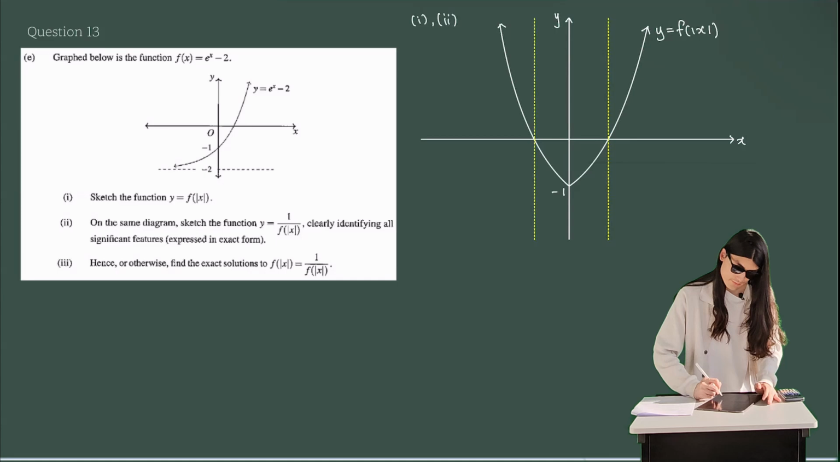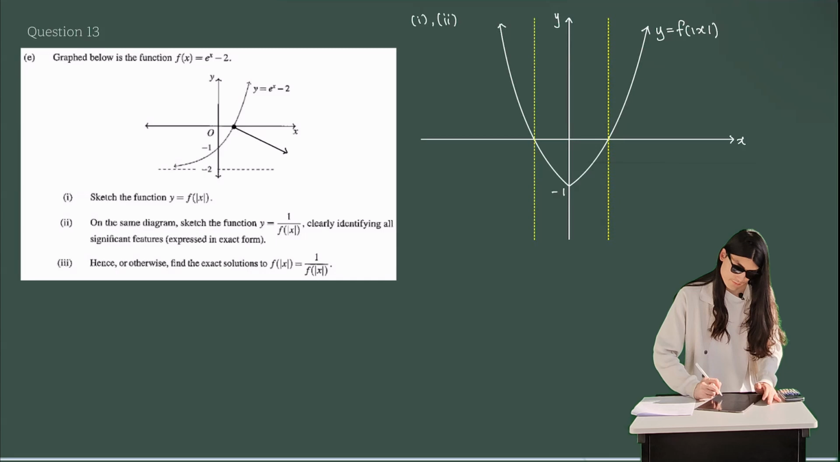Now, they did say identifying all significant features expressed in exact form. So they're actually expecting you to put down the equations of the asymptotes as well, or at least where it crosses the x-axis. They want you guys to write that down. So in order for us to do that, we would need to figure out what this 0 right here is.